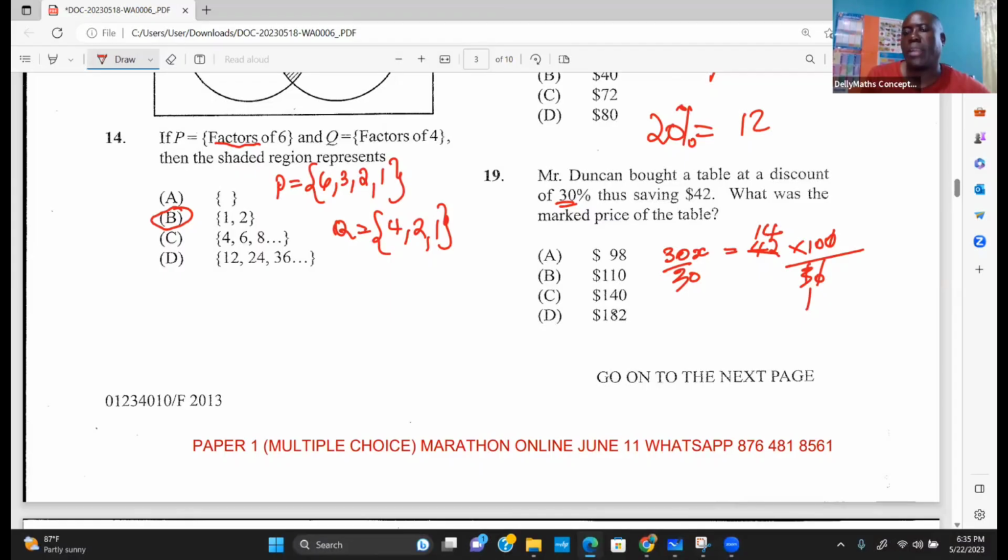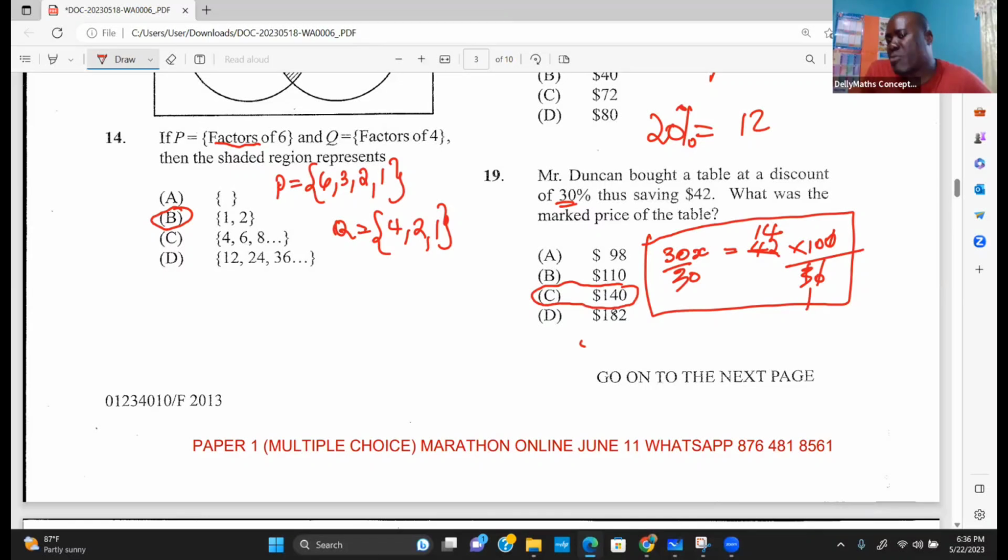$140. All right, so this is doing it using algebra, understanding what they're saying. Discount of 30%. So you're saying 30% of something is 42. So Miss Scott is using up her algebraic knowledge, and that is fine. Use up the tools that you are comfortable with.